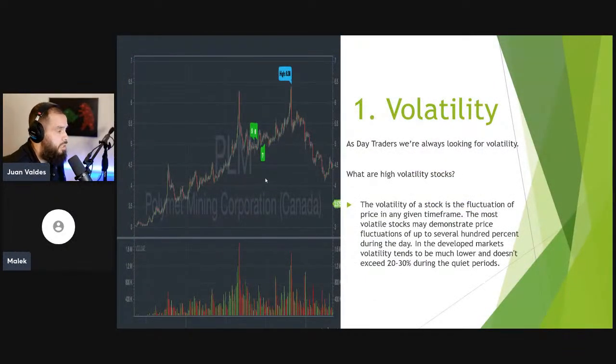So volatility is important for a day trader. If the stock just doesn't move on average, if it's boring to look at, then more than likely other day traders aren't going to look at it. So it's not going to be a good day trade. And I just want to emphasize one thing. We're talking about day trading. We're talking about swing trading. This does not apply to investing.